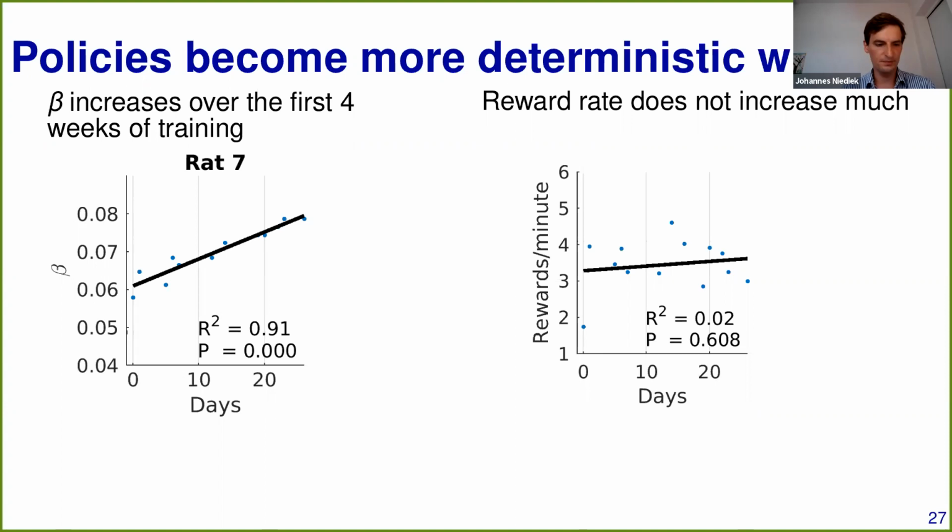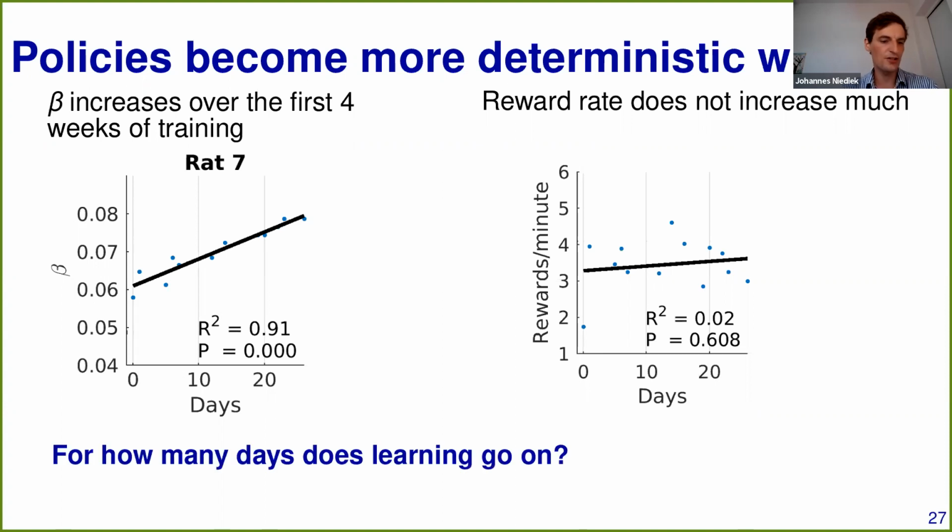So what does this mean? Imagine you ask the question, for how many days do rats learn? Or more specifically, this one rat in this task, for how many days does learning go on? If your measure of learning is reward rate, then you would come to the conclusion that learning takes 1 day or 2 days. But if you look at beta, the conclusion is that learning takes at least 4 weeks or continues over at least 4 weeks.